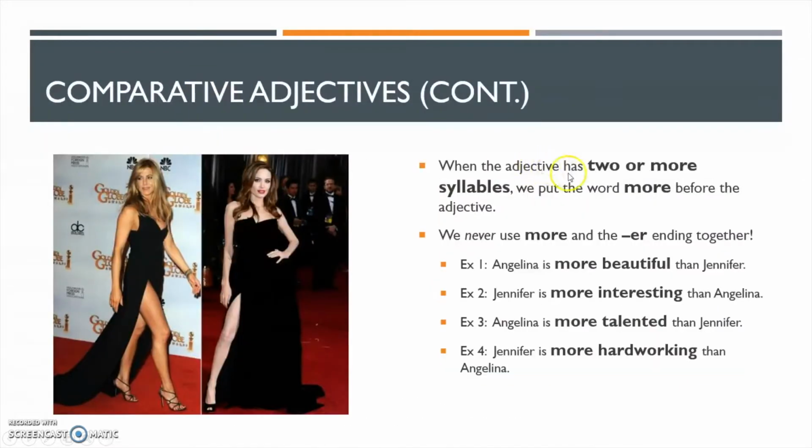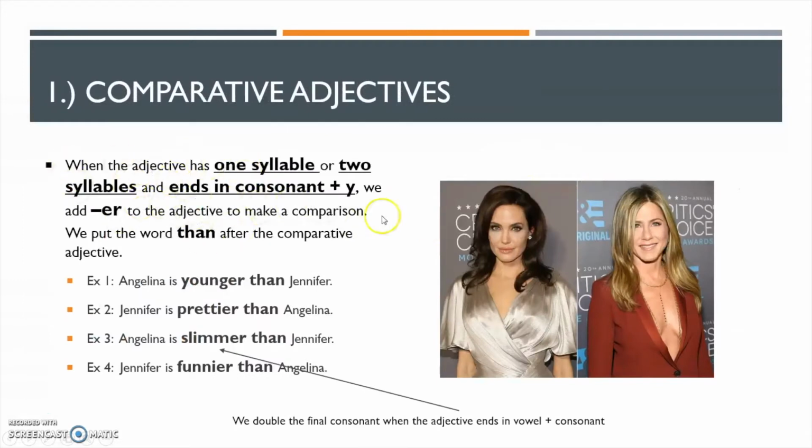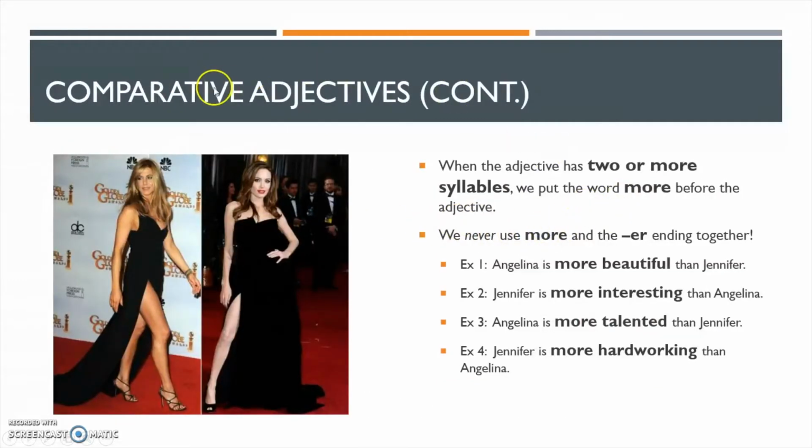But for every other case, when the adjective has two or more syllables, and of course doesn't end in consonant Y, we put the word more before the adjective. And we never use more and the ER ending together. Okay, so you have to choose one or the other. So, for example, Angelina is more beautiful than Jennifer. Beautiful is a three-syllable adjective, so we simply use the word more before it.